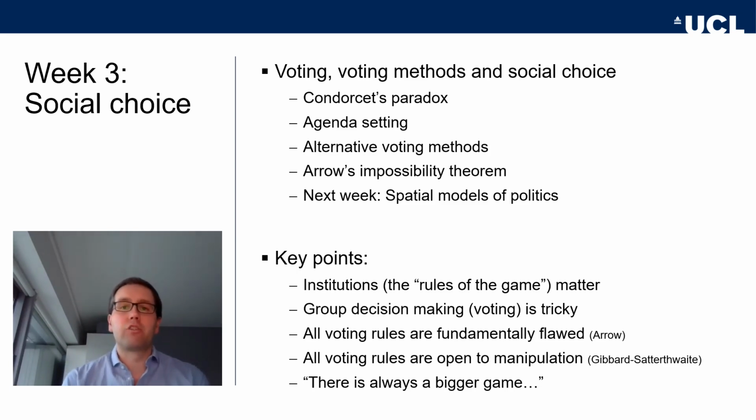Another key takeaway is that group decision making is really tricky. It's not straightforward. And like I said, all voting rules are flawed and open to manipulation. And we'll also perhaps learn that there's always a bigger game. So even if we write down the game that we face and have figured out what the choices are, we will see that sometimes the choice of the institutions or some choice outside of the game is what happens as a consequence. And next week we will talk about spatial models of politics. Lots of you are familiar with left-right ideas, and we'll clarify a lot of that next week. So let's get started with one of these paradoxes, Condorcet's paradox.